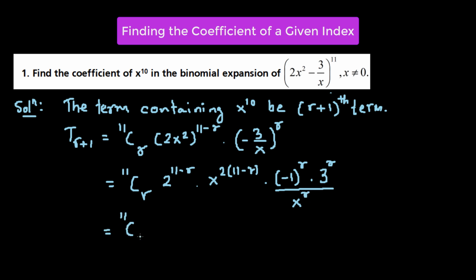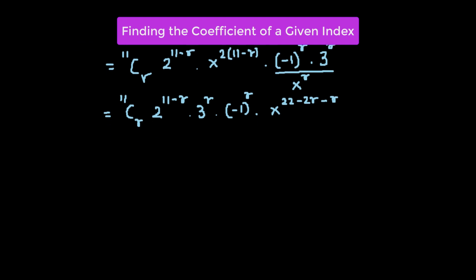For further simplification, we get 11cr times 2 raised to the power 11 minus r times 3 raised to the power of r times negative 1 raised to the power of r. So we're writing all the constants together. Then we have x raised to the power of 2 times 11 is 22 minus 2r, and the exponent of x in the denominator will go to the numerator and get subtracted, so it will be minus r. So this finally gives us 11cr times 2 raised to the power 11 minus r times 3 raised to the power of r times negative 1 raised to the power of r times x raised to the power of 22 minus 3r.